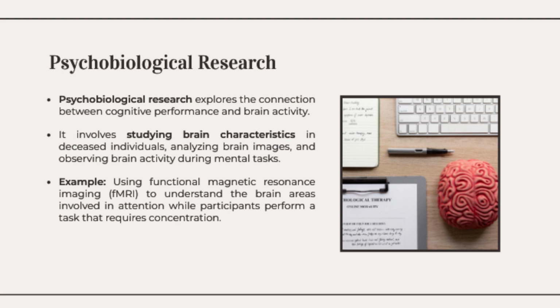For example, let's say a scientist wants to understand how our brains focus on things. They want to understand the focusing ability of an individual. So they might ask people to do a task that requires paying close attention while scanning their brains with fMRI. And then by looking at the brain images and finding the areas that become more active when we concentrate, the scientist can figure out which parts of the brain are responsible for our ability to pay attention.